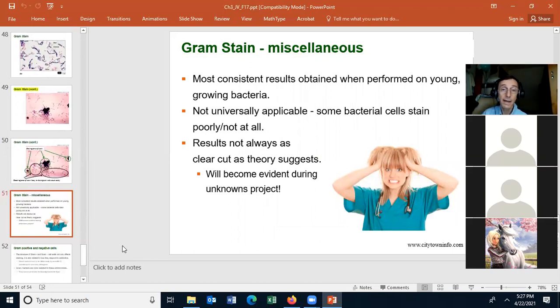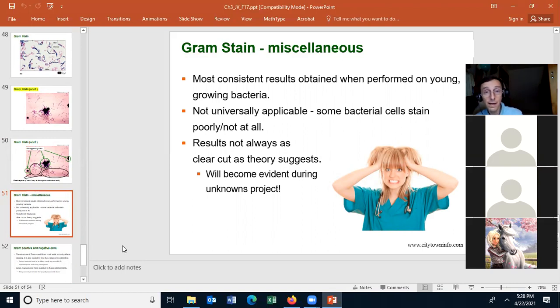The Gram stain has a number of problems. The most common problem is that students do not always use young growing bacteria. To get the Gram stain to work consistently, you have to have young growing bacteria. What that means is the cells should be growing for 2 days or less. If it's over 2 days, then they're not young growing bacteria, and the Gram stain may not work correctly.